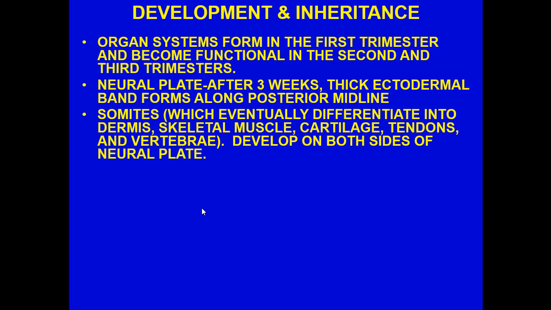We're going to talk about the neural plate. After 3 weeks, there's a thick ectodermal band that forms along the posterior midline. There are somites. These are mesodermal blocks that form right next to the neural plate on each side. What they basically will do is differentiate into dermis, skeletal muscle, cartilage, tendons, and vertebrae. Okay? And you can see them right here. These are the somites here.